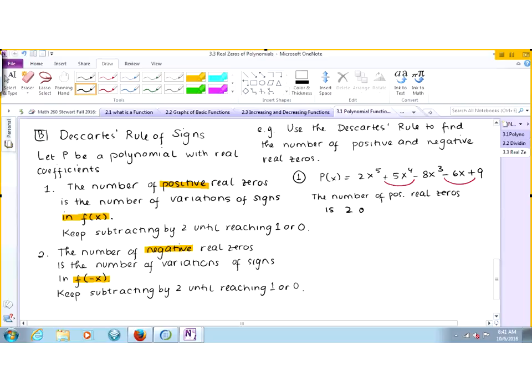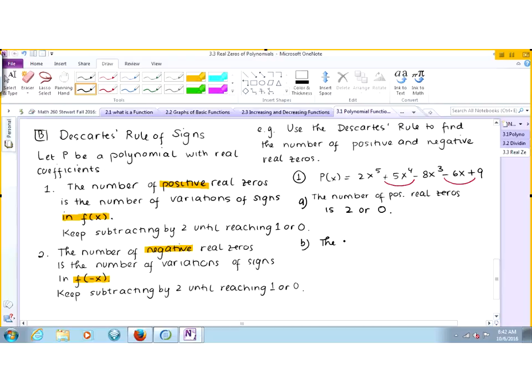What about this? Keep subtracting? Yeah, you subtract by 2 or 0. So you might have two positive real zeros or non-real zeros. I'm just going to subtract by 2 until I reach 0. Can I subtract by 2 more? No, -2, right? How can I say the number of real zeros is -2? You can't have that.